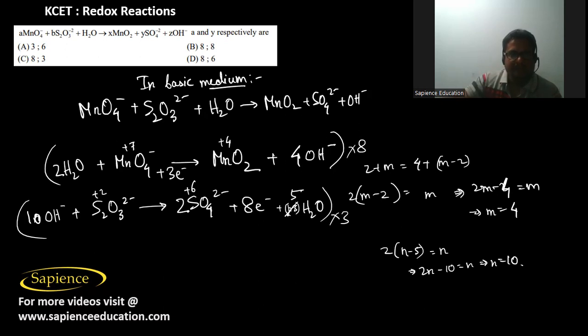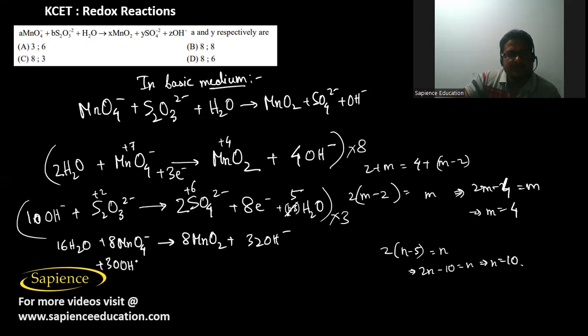So 8 times 2, 16 H2O, plus 8 MnO4 minus ion, will give 8 MnO2 plus 4 times 8, 32 hydroxide ions. And here we have 3 times 10, 30 OH minus, plus 3 S2O3 2 minus, and here also 3 times 2, 6 SO4 2 minus, plus 15 H2O.